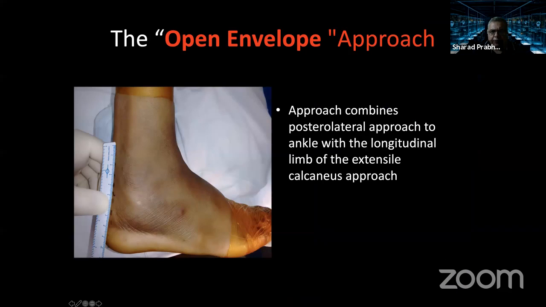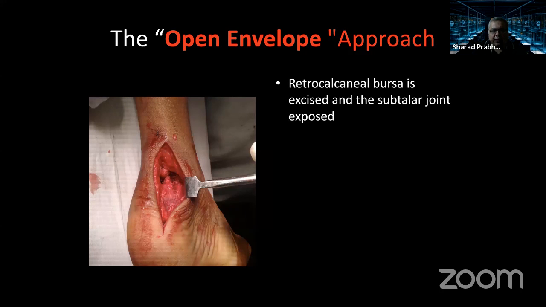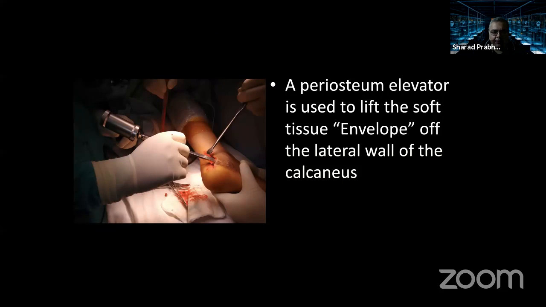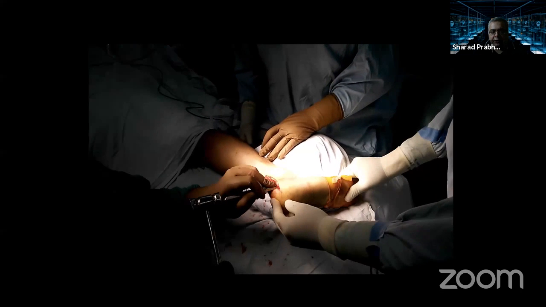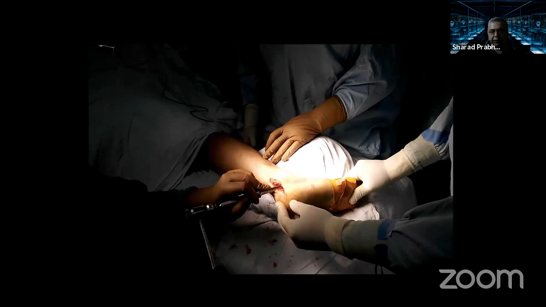So the open envelope approach essentially combines the posterolateral approach to the ankle with the longitudinal limb of the extensile calcaneus approach. You go down the skin, elevate the soft tissues, and remove the retrocalcaneal bursa, and it exposes your subtalar joint. Basically, a periosteum elevator is used to lift the soft tissue envelope off the lateral wall of the calcaneus. So here is a small video clip demonstrating the use of an elevator to lift that envelope off.